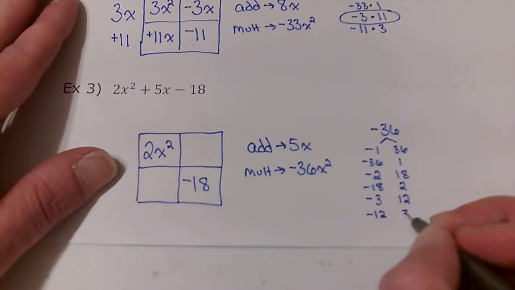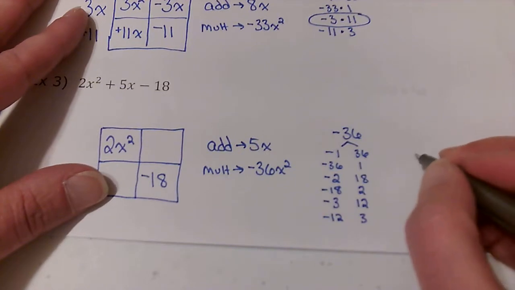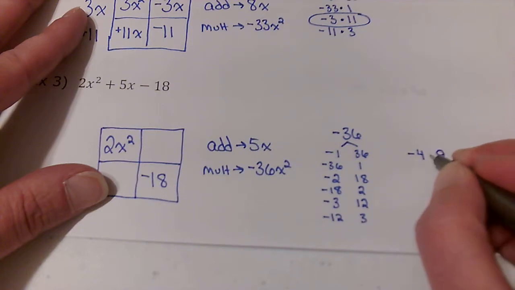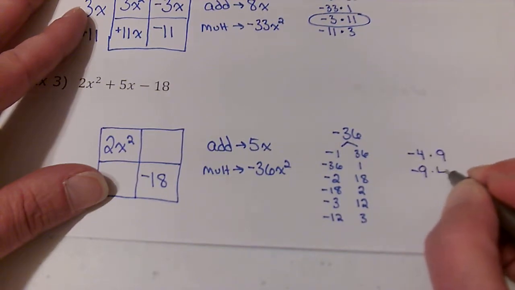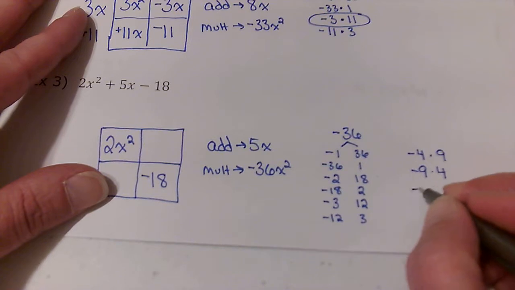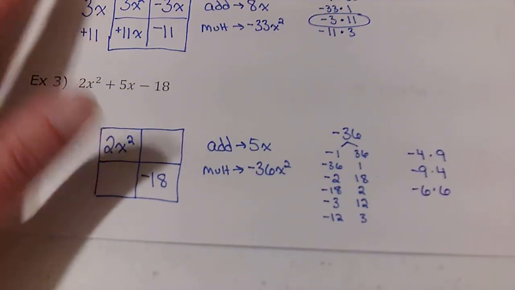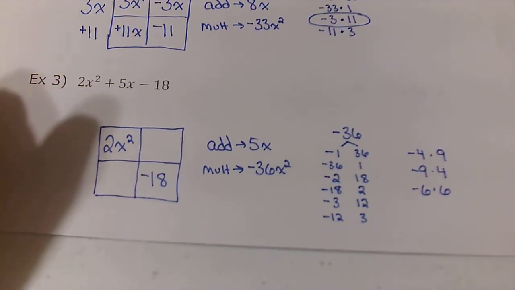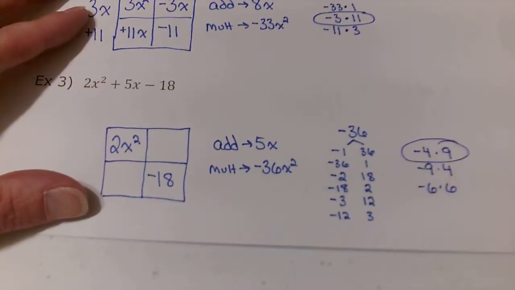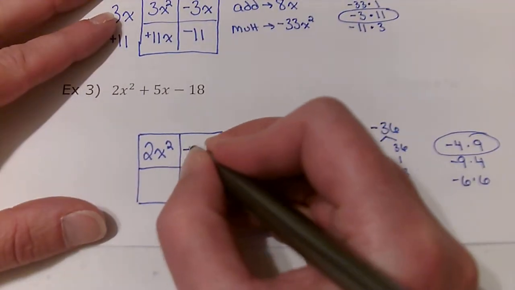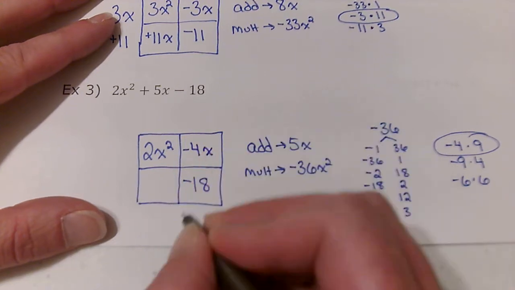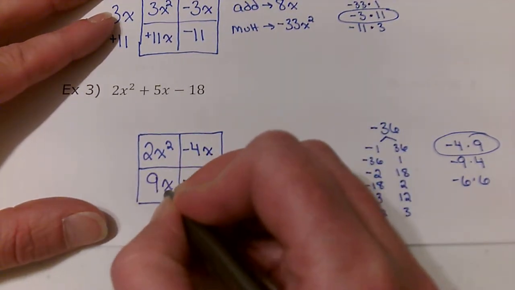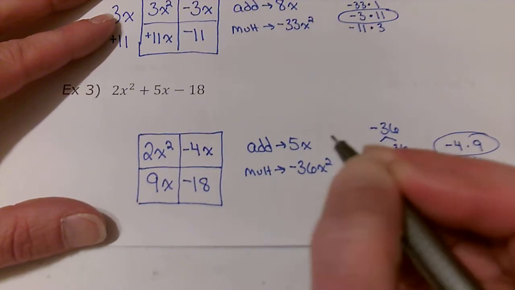negative 12 and 3. I might need another column over here. What else? How about negative 4 and 9, negative 9 and 4, negative 6 and 6. So those are all my options that multiply to be negative 36. Do any of those add to be 5? So I'm going to put negative 4x here and 9x here. It didn't matter which order I put them in the box.